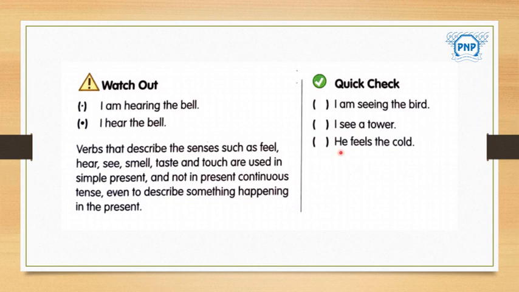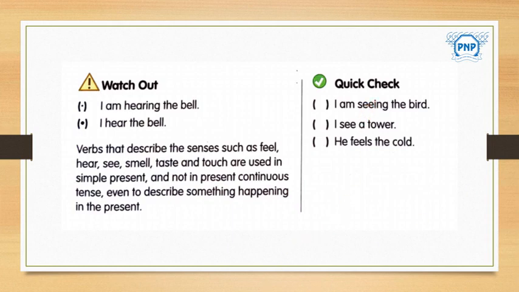Just check whether you have understood or not. I'm seeing the bird. I see a tower. He feels the cold. Which one is correct and which one is wrong? I see a tower is correct. He feels the cold is correct. And I'm seeing the bird is wrong. It should have been I see the bird. So the first one is the wrong one.